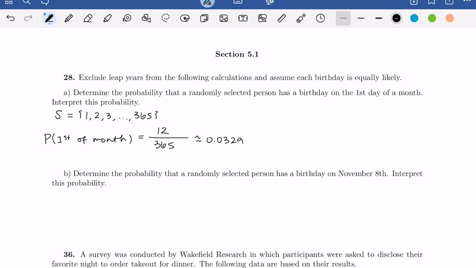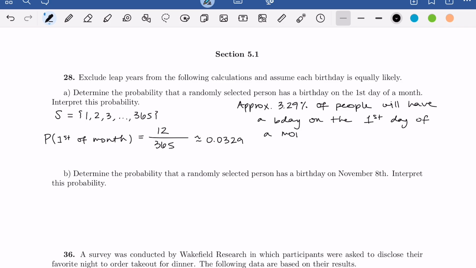0.0329. So interpreting this probability means that if a bunch of individuals are chosen at random, then close to 3.29% of them will have a birthday on the first of the month. So we'll say approximately 3.29% of people will have a birthday on the first day of a month. Okay, and then for part B, we're going to do something similar.